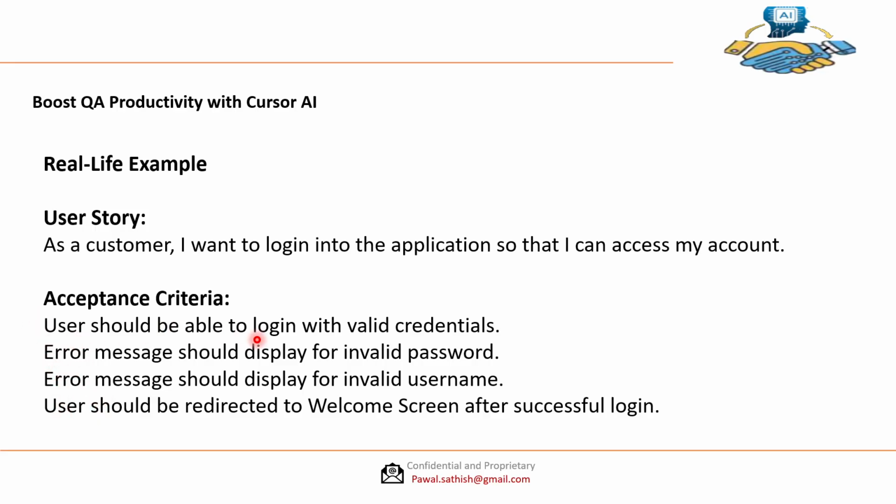The user should be able to log in with valid credentials. If either credential is incorrect, it will display an invalid password or invalid username error message. When both credentials are correct, the user should be redirected to the welcome screen after successful login. Now this is the user story, and we'll see how we convert this user story or acceptance criteria into test cases.